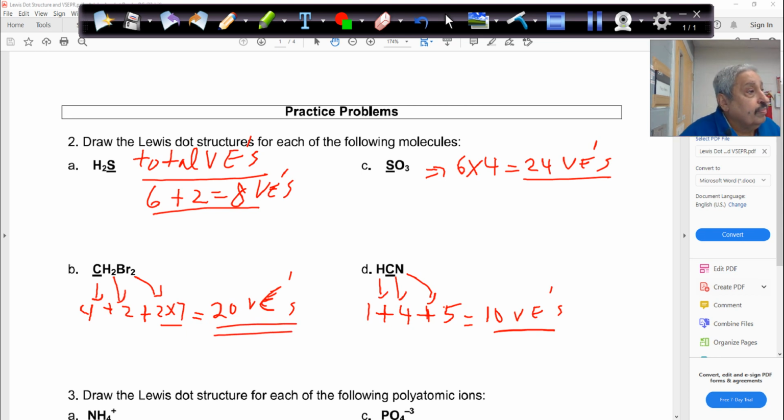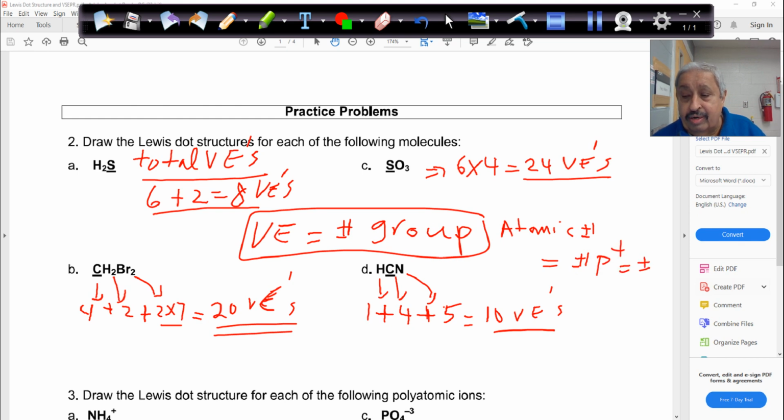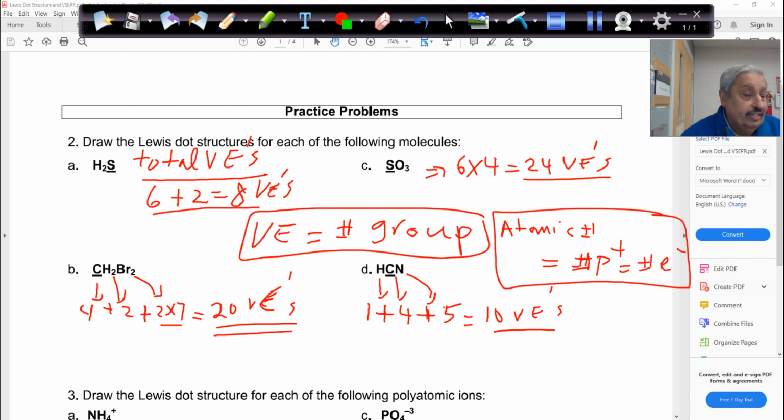No, not 16. Don't mess up the atomic number with the valence electron number. Valence electron number is the number of the group. So the VE, valence electron, equals the number of the group. The atomic number is totally different. Atomic number is equal to the number of protons or number of electrons, either or, in the neutral atom. That's totally different from VE. VE is the number of the group.